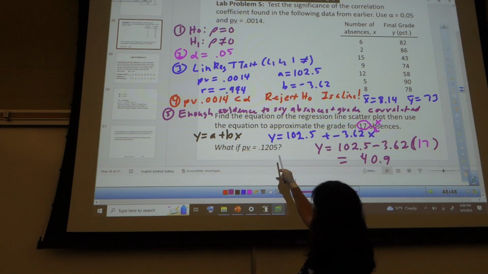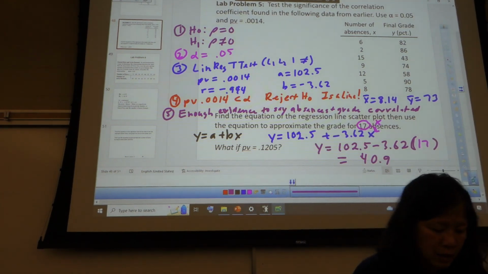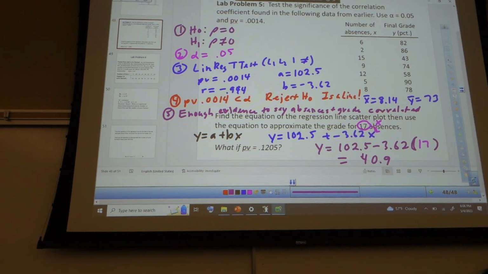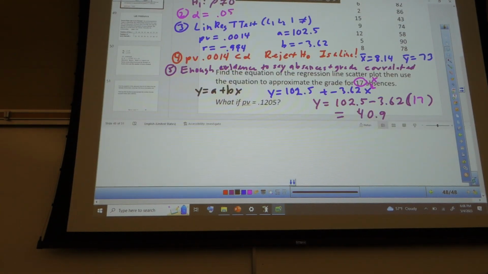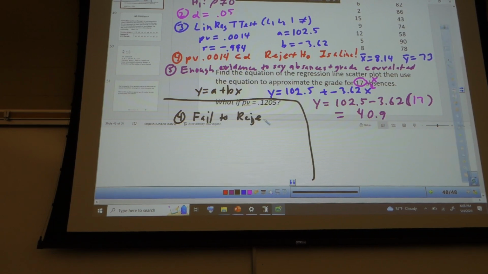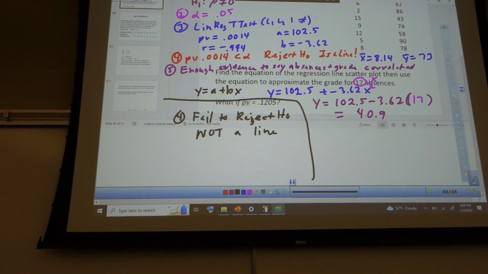What would happen if our p-value was 0.1205? What would happen then? You would fail to reject. Yes, so here, at step 4, you would fail to reject H naught. That means there is no correlation, and we just take the y bar. That one's easier, so it's not a line. So everybody find, for 17 absences, what would be the grade that you would expect to get?